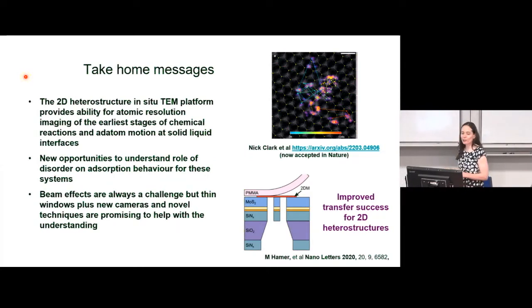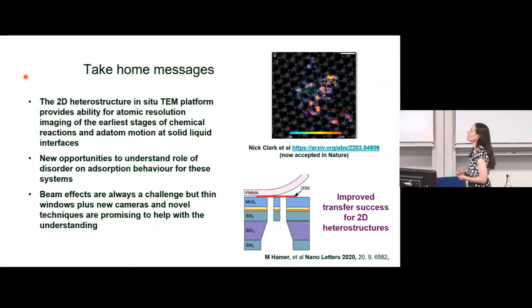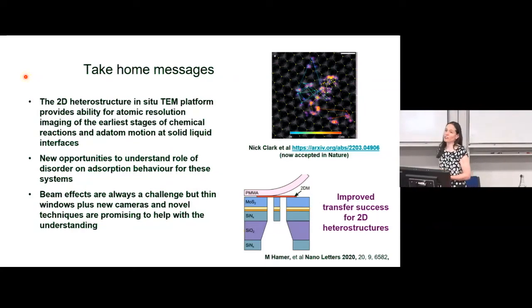Okay, so in conclusion, I hope that I've shown you that a 2D heterostructure liquid cell approach has some advantages if you want to be able to look at chemical reactions. There's still an awful lot we don't understand about the interaction of the electron beam with the liquid and with the solid, but it is now giving us the first opportunities to be able to study at the atomic scale solid-liquid interfaces and also the behavior of liquid-liquid mixing reactions.